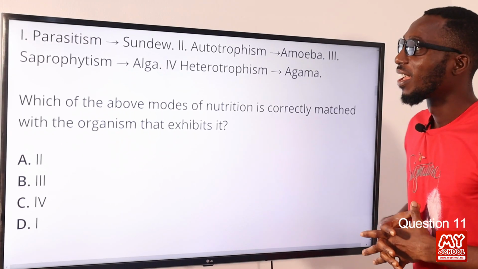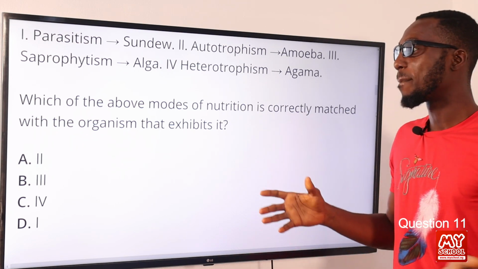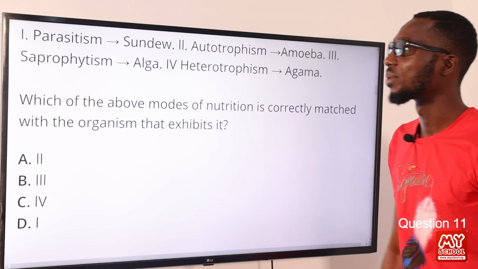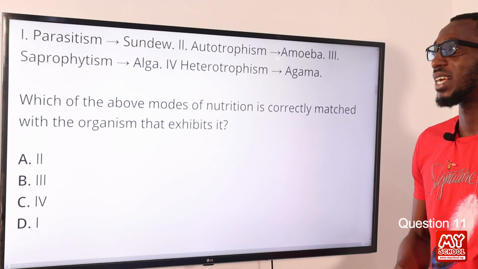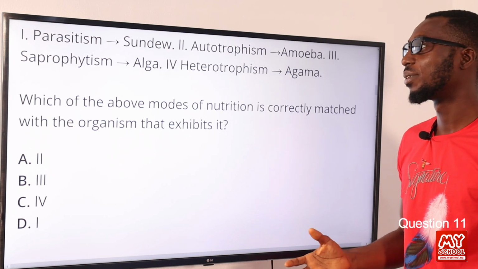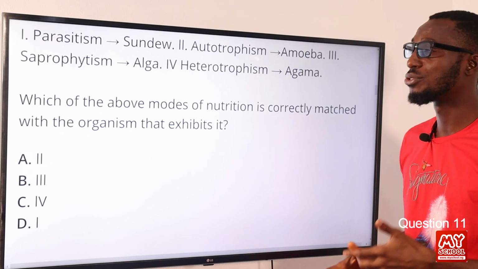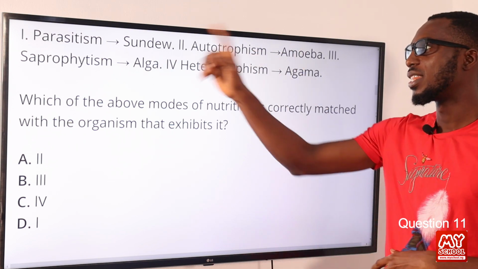Question 11. Which of the above modes of nutrition is correctly matched with the organism that exhibits it? Let's examine this together. So we have parasitism to sundew. Sundew is not a parasitic plant. Sundew and Venus flytrap are carnivorous plants. When you talk about parasitic plants, you are looking at dodder, witchweed, and mistletoe. So this is wrongly matched.